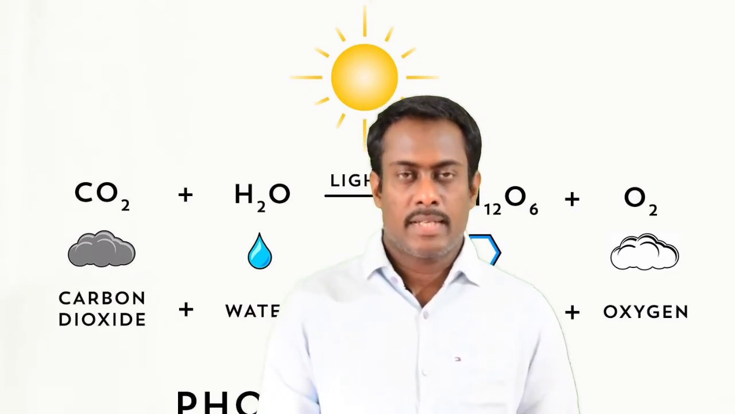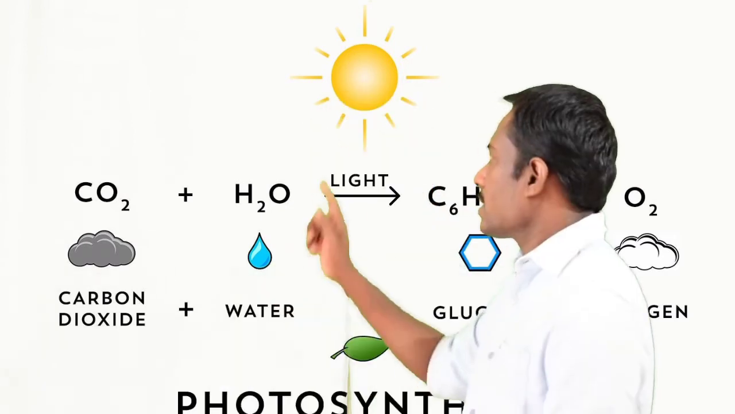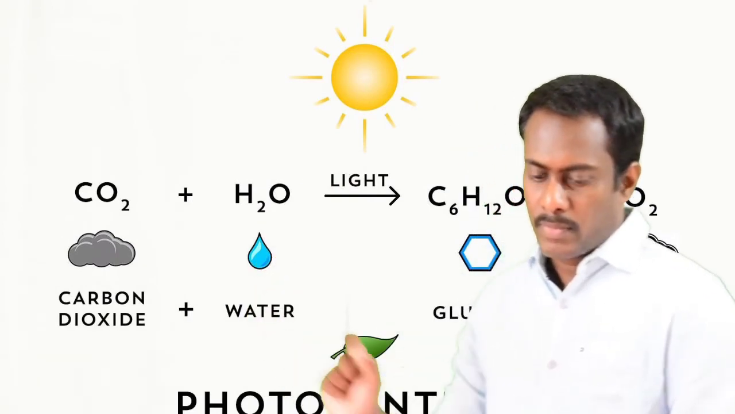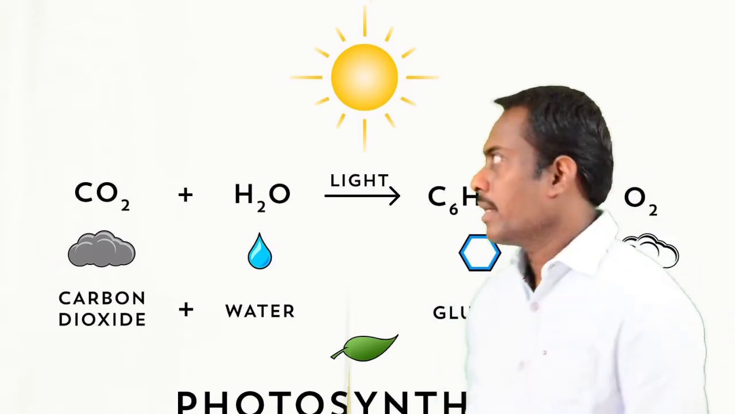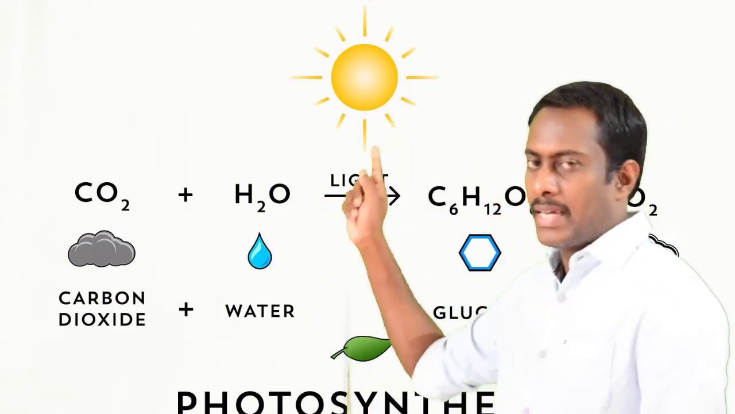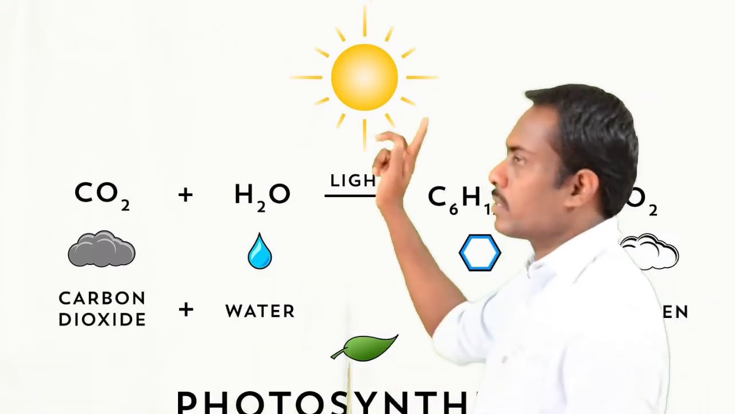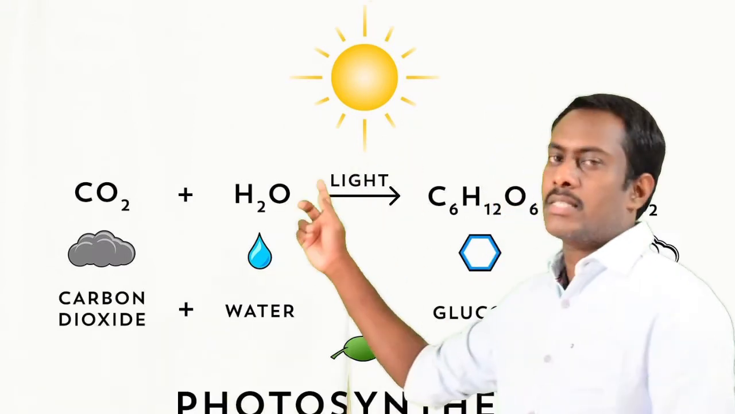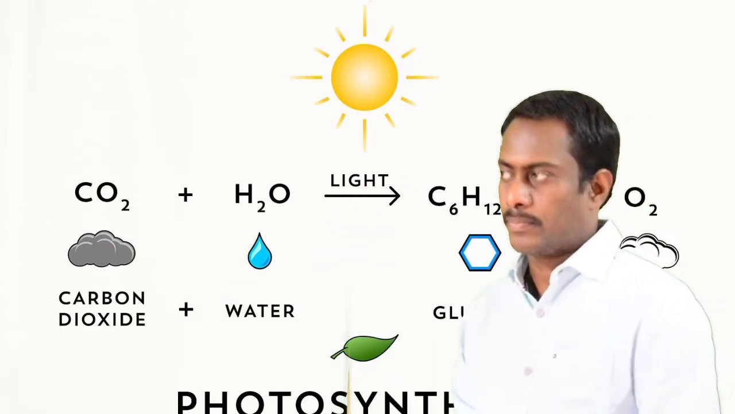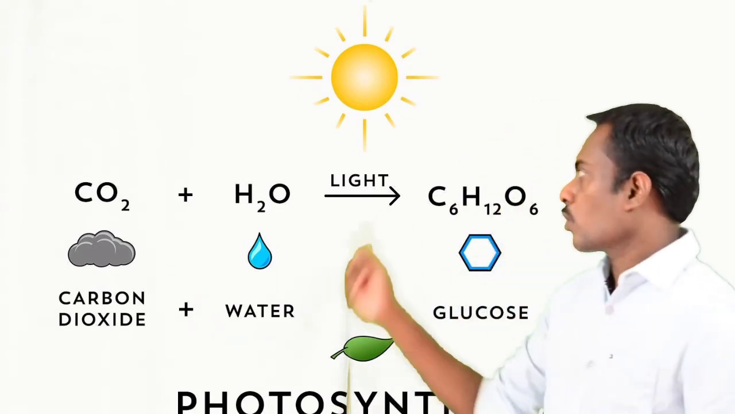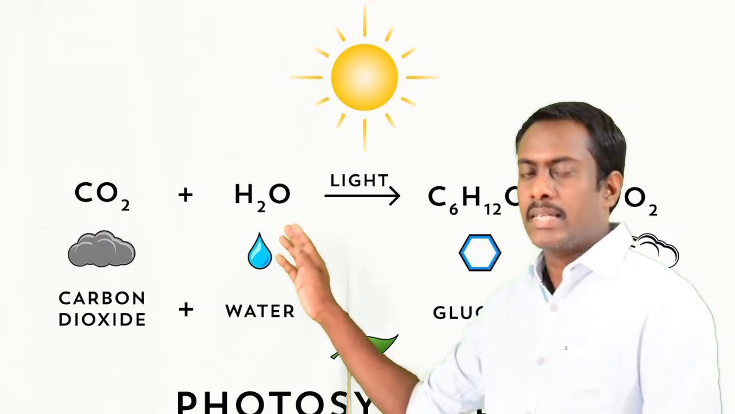Carbohydrates provide energy. Let us see what exactly happens in the process of photosynthesis. 6 carbon dioxide molecules combine with 12 water molecules in the presence of chlorophyll and sunlight to produce a glucose molecule, plus 6 oxygen molecules and 6 water molecules. This chlorophyll is a green pigment, as I said before, which can trap the energy from sunlight.